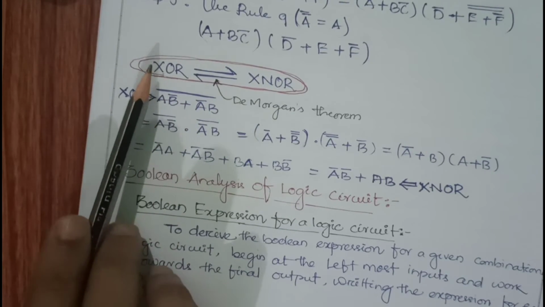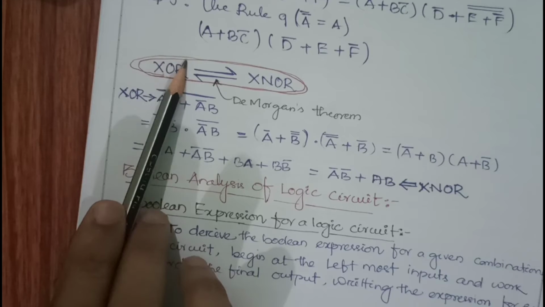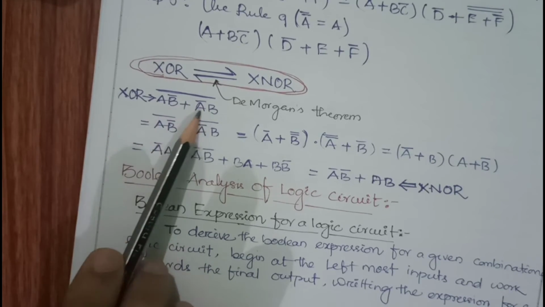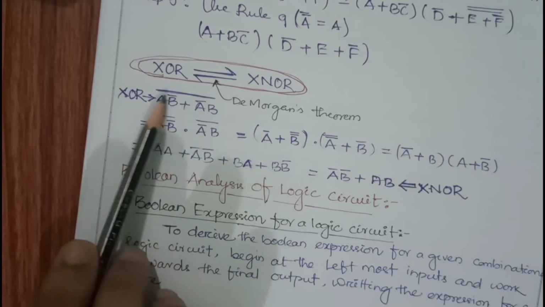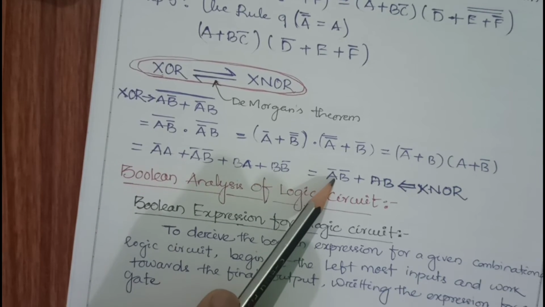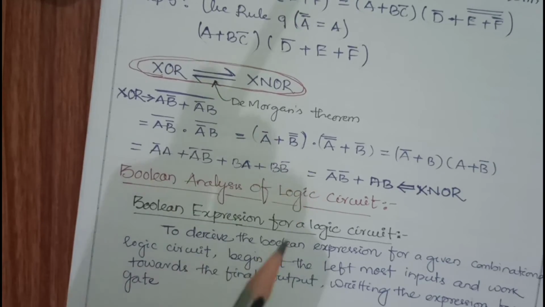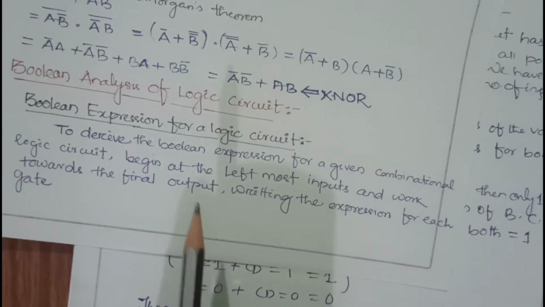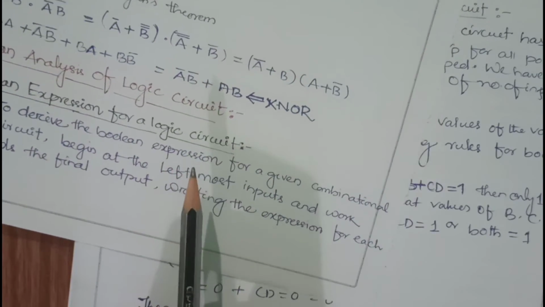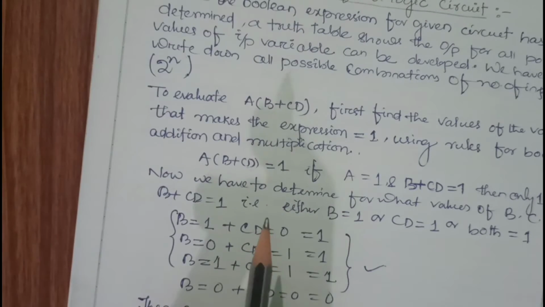De Morgan's theorem means just putting one bar over any value. So the XOR term is here, I put this bar, and at last what I get is XNOR. It means XOR with NOT gives me XNOR. So it is proved. Now, Boolean analysis of logic circuits. How can a Boolean expression be represented? That is, if you have a logic circuit, how do you write the Boolean expression?